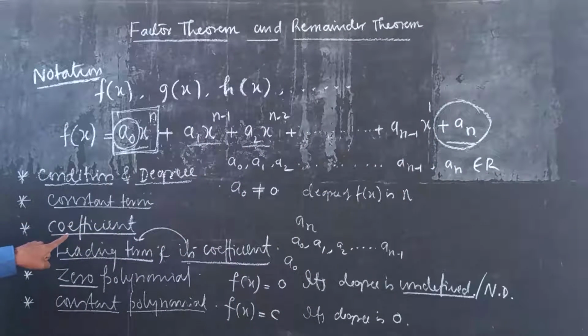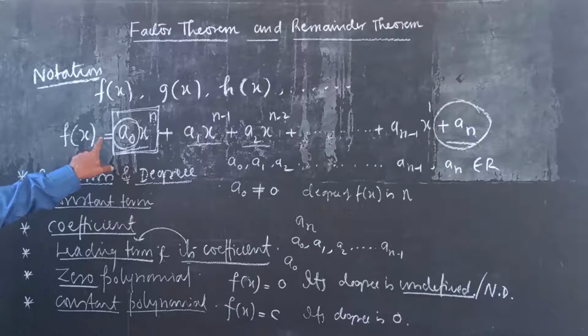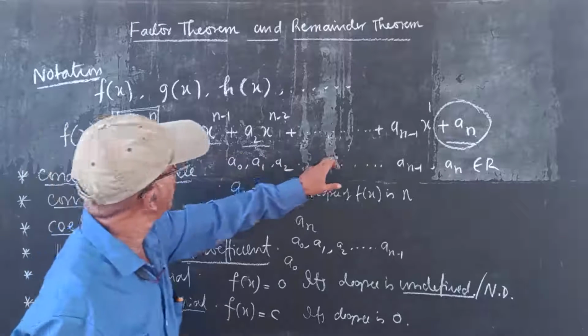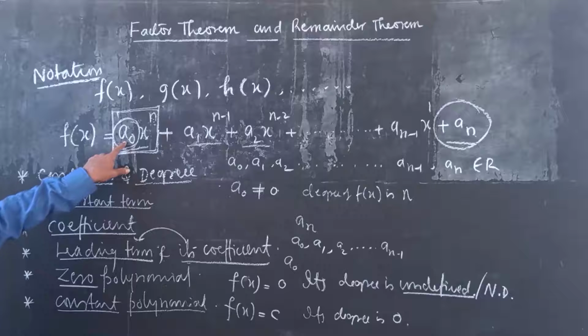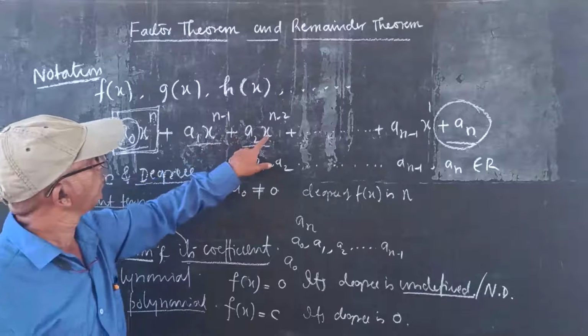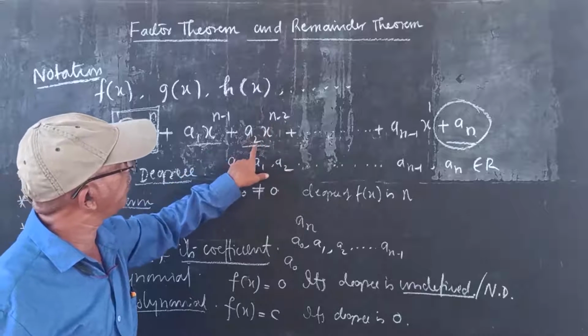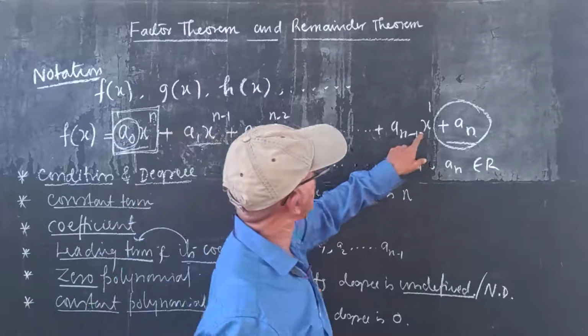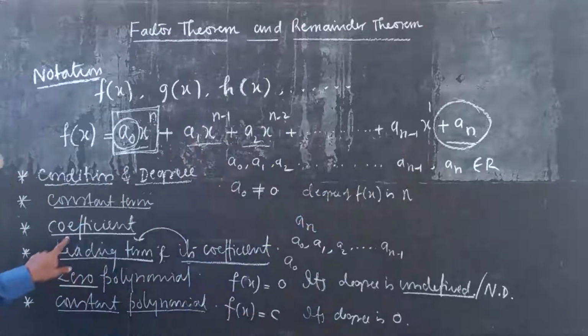Now, coefficients. See, these are all the terms, and the coefficient of x to the power of n is a0. Coefficient of x to the power of n minus 1 is a1. Coefficient of x to the power of n minus 2 is a2, etc. Coefficient of x is a(n minus 1).